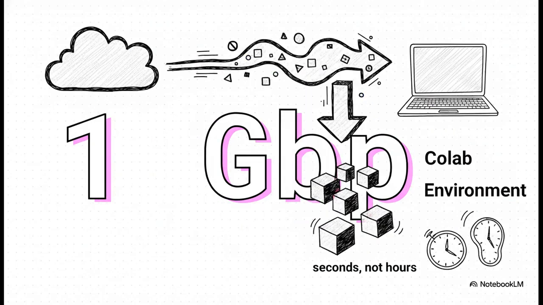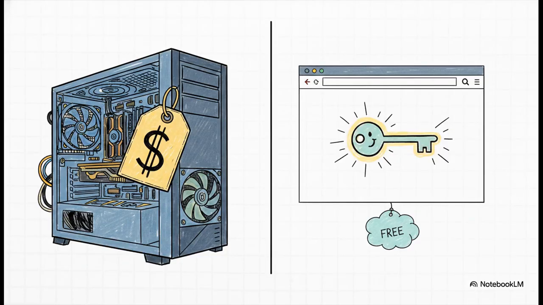And this is where you really feel the power of the cloud. Your Colab machine has a blazing fast 1 gigabit per second internet connection. So downloading a huge multi-gigabyte AI model that might take hours at home? Yeah, here it's done in just a few seconds. So let's just put all that into perspective. If you wanted to go out and build a personal computer with these kinds of specs, you'd be spending thousands of dollars, easily. With Colab, Google is essentially just handing you the keys to that machine for free.